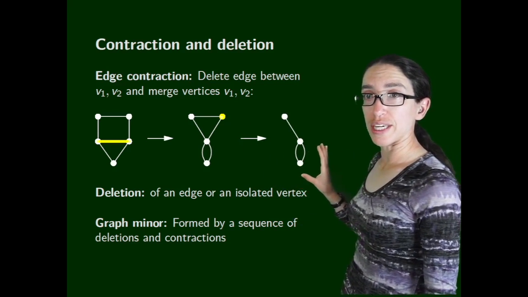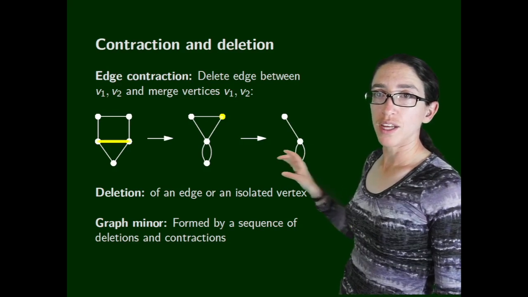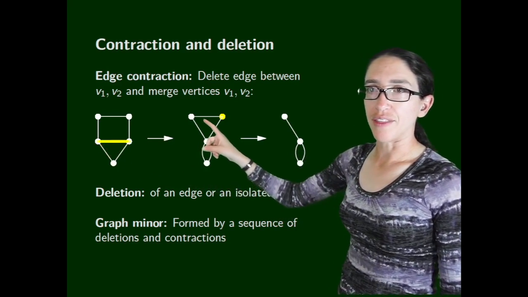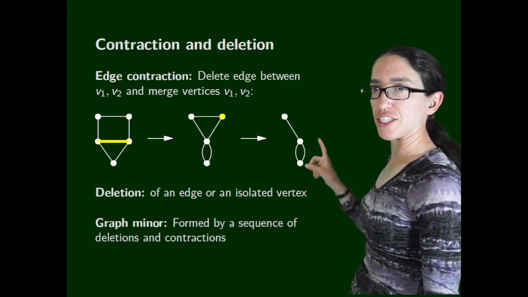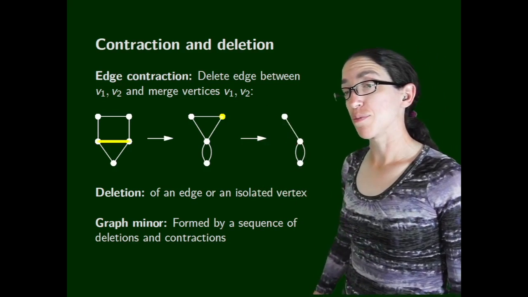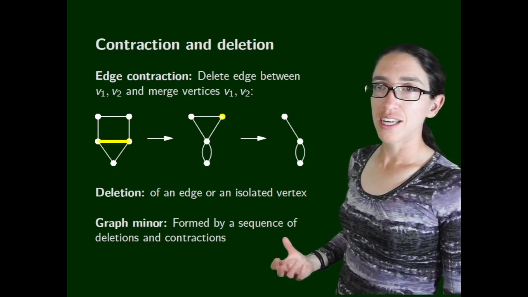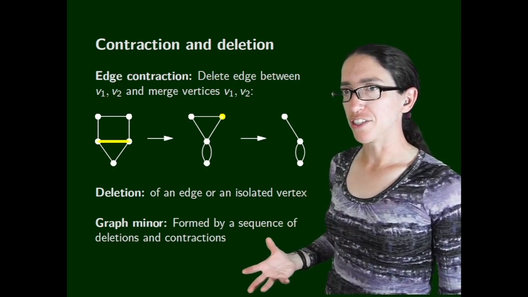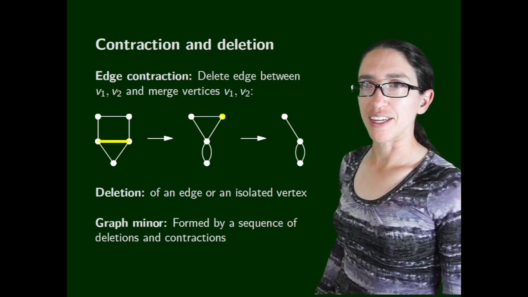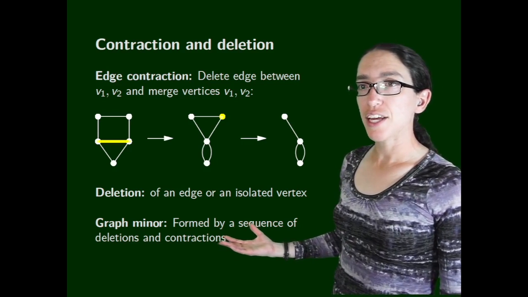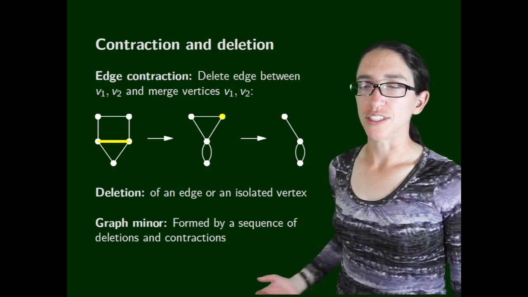So for instance, you can get this graph as a minor as well by doing this edge contraction and then these two edge deletions and this vertex deletion, and we're left with a very small graph down here. The study of graph minors is a very interesting problem in graph theory, especially reconstructing graphs from minors. This is a famous reconstruction problem in mathematics. A graph minor, then, is just any graph that's formed by a sequence of deletions and contractions.